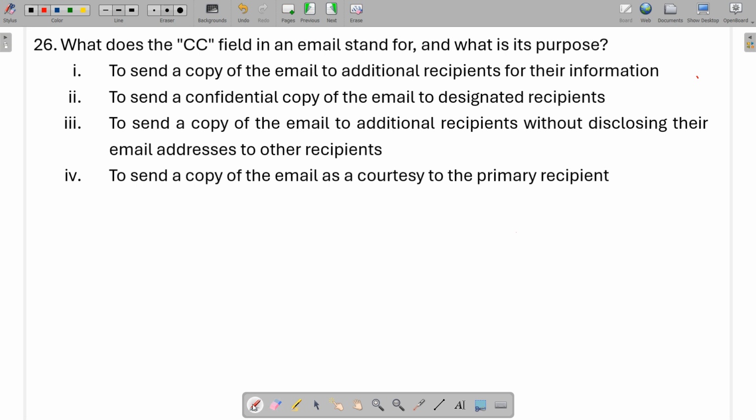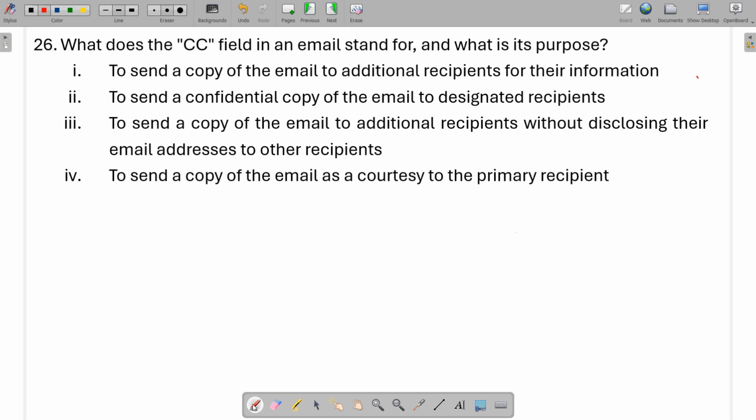Yeah, 26th. What does the CC field in an email stand for, and what is its purpose? So the answers are there. To send a copy of the email to additional recipients for their information.